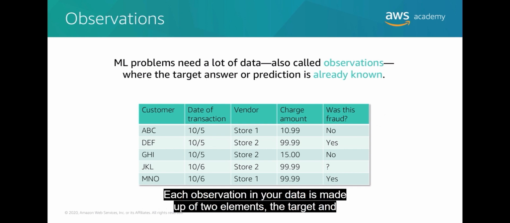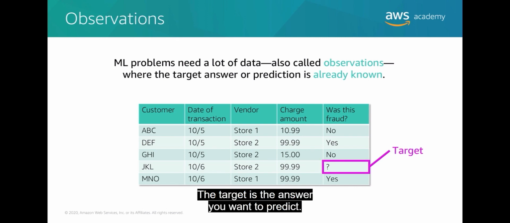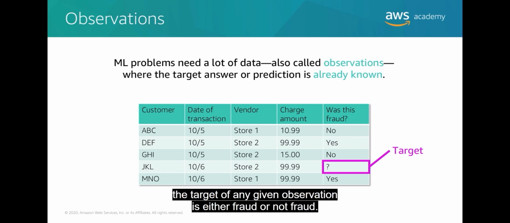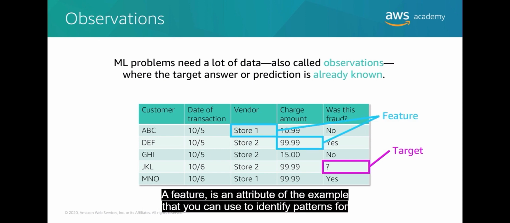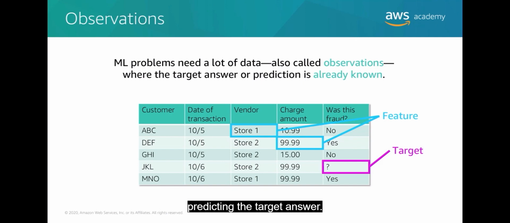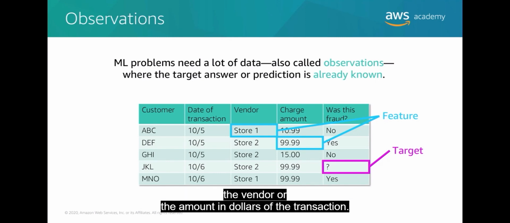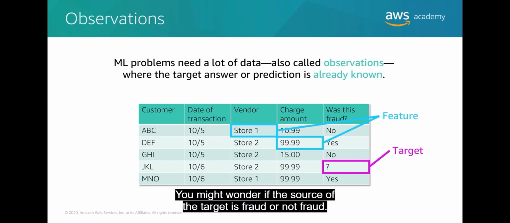Each observation in your data is made up of two elements, the target and the features. The target is the answer you want to predict. So in the credit card transaction example, the target of any given observation is either fraud or not fraud. A feature is an attribute of the example that you can use to identify patterns for predicting the target answer. A feature in the credit card example could be the date of the transaction, the vendor, or the amount in dollars of the transaction.